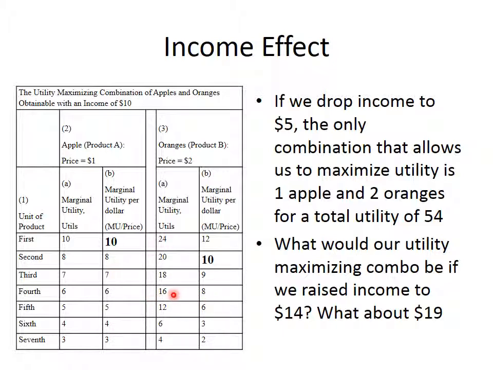Now what you'll notice is that we have several different combinations, given our budget, that's going to yield us the greatest total benefit. How do we get total benefit? Well, let's review here for a second. Total benefit is the summation of all of the marginal utilities, all of the marginal benefits.